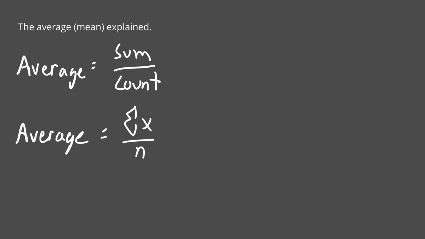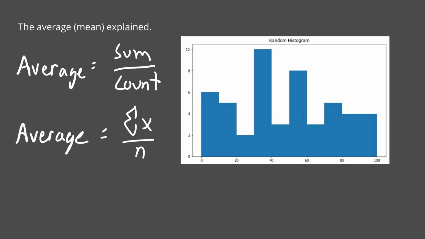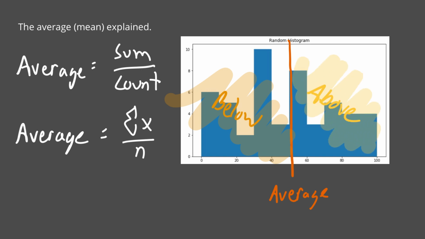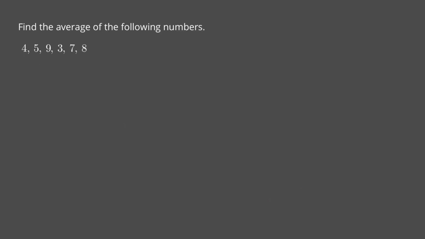In general, you're going to be given a list or a set of numbers and asked to find the average. When you do that, the average is telling you that typically you will find 50% of people below that number and 50% above. Let's try a couple examples.